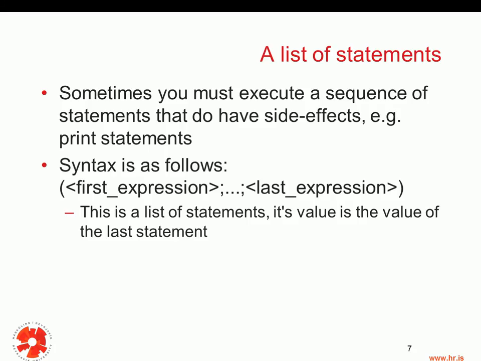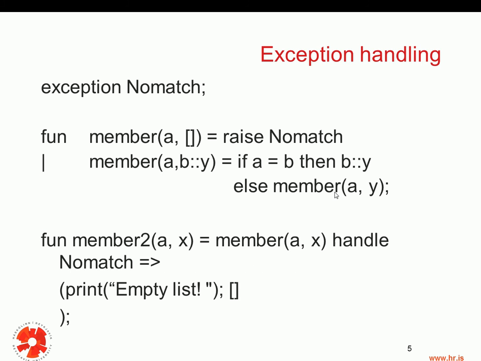And the syntax in general for this is that we have parentheses open, we have some expression, then we have a semicolon after the expression, or between, say, between expressions. So we have first expression, semicolon, then a second expression, semicolon, and so on until we have the last expression. So this is really a list of statements, and what's important here is that the value of this list of statements is the value of the last statement. So that's why in the example for number two, we had the empty list as the last expression, because the value of the whole statement list is the value of the last expression, and we wanted to return the empty list once we had printed out the message.